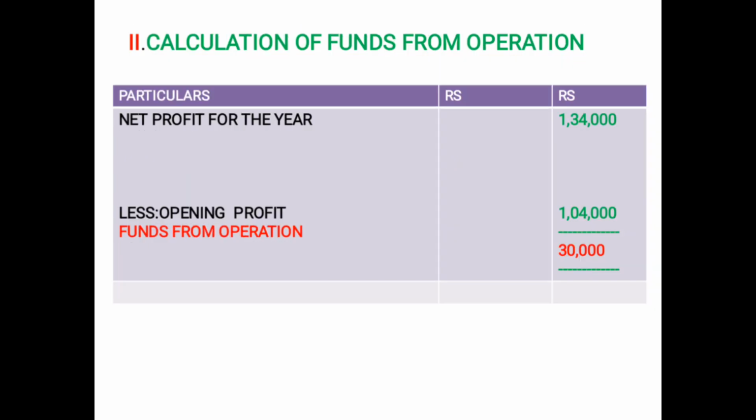Now we are calculating the fund from operation. Fund from operation is based on the net profit of both the previous year and the current year. The net profit for the current year is 1,34,000, less the opening profit of 1,04,000. So the fund from operation is only 30,000 rupees.